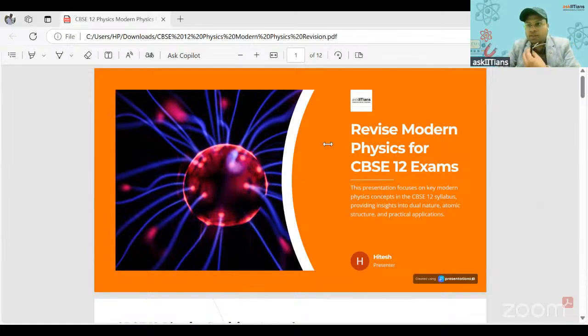We'll be discussing the modern physics part of physics today. We'll be delving into the important concepts, the core concepts, and the previous year questions which we have got in the last 2 years. 2024, the paper I'll be discussing, the questions related to modern physics. I'll also cover the mark distribution, and we'll be looking at the overall importance of modern physics for the coming CBSE board exams.